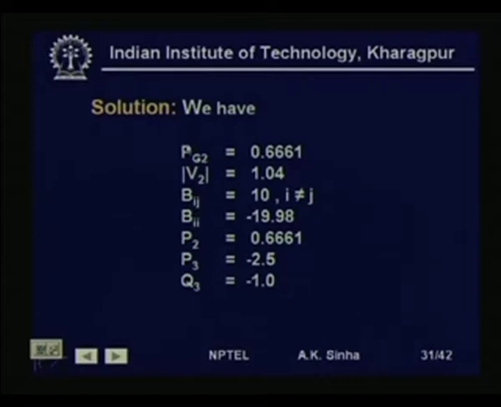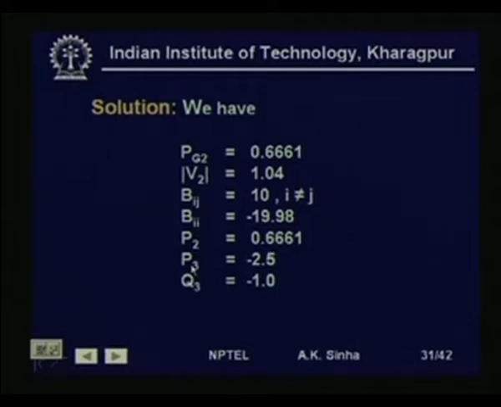We have been given Pg2 is equal to 0.6661 and V2 as 1.04. We have therefore P2, the real power injection at bus 2, is equal to Pg2 minus Pd2, the demand at that bus. Since the load at that bus is 0, P2 is equal to 0.6661.